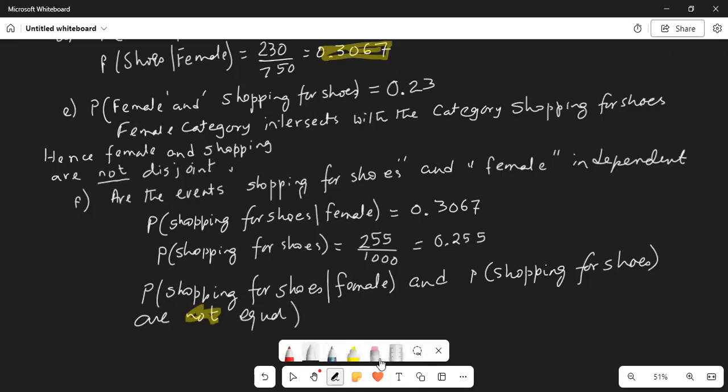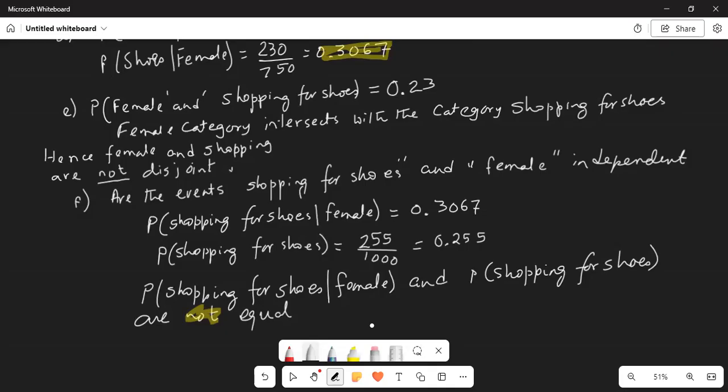Are not equal. We don't need this. Okay. Let me write this slightly better. Equal. They are not equal. That means whether you shop for shoes is influenced by the gender, whether the person is female or male.